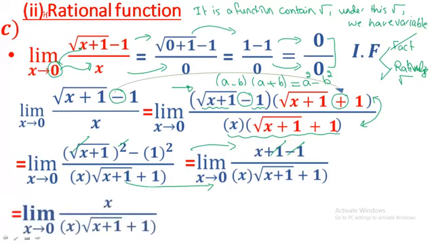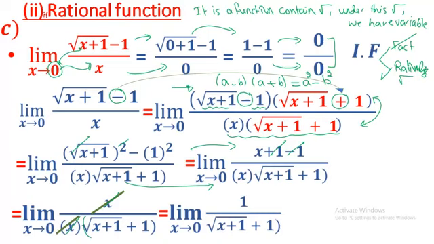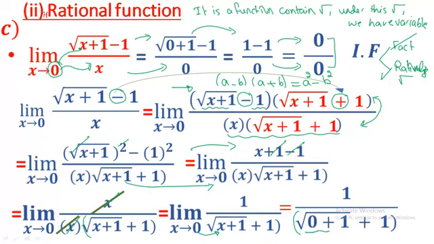Now we have limit as x tends to 0 of x over x multiplied by radical x plus 1 plus 1. The most important step is to cancel x by x, and we will get limit as x tends to 0 of 1 over radical x plus 1 plus 1, and now we will substitute instead of each x by 0 to get 1 over radical 0 plus 1 plus 1, and this is radical 1, which is 1, plus 1 gives me 2, and the answer is 1 over 2, and this is determinate form.